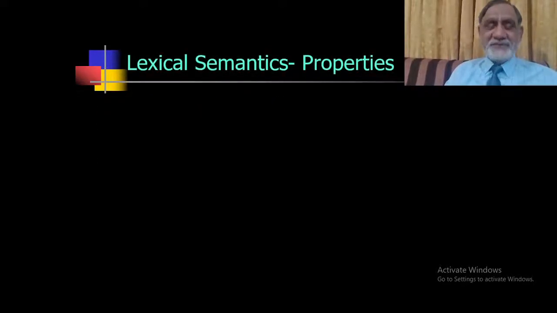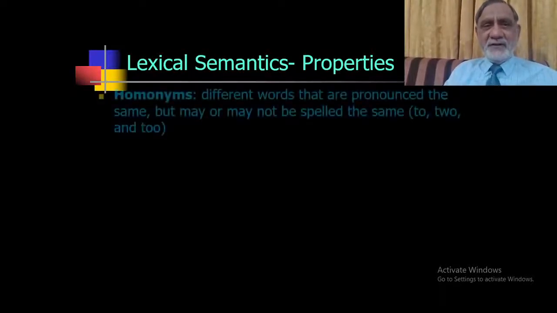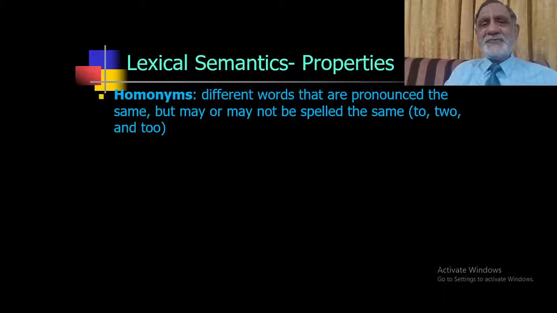These are some semantic properties. Now, about semantic properties, let's go into further detail. For instance, homonyms. Homonyms are different words that are pronounced the same, but may or may not be spelled the same way. The word to: T-O, T-W-O, and T-O-O. They are pronounced the same way, right? But they are not spelled in the same way.